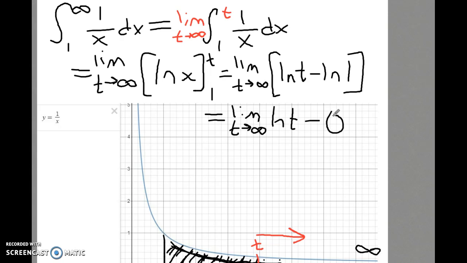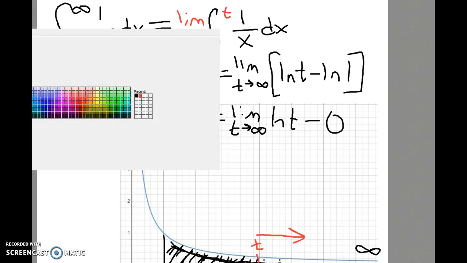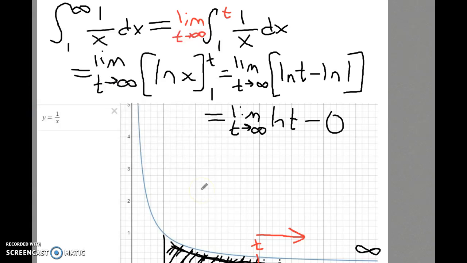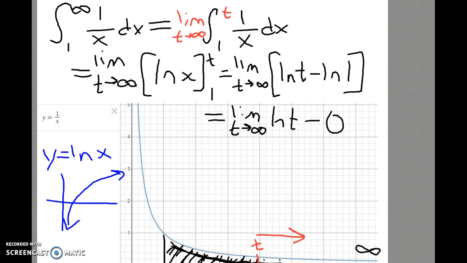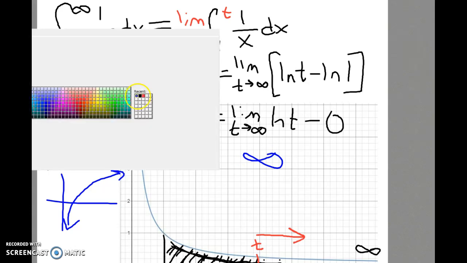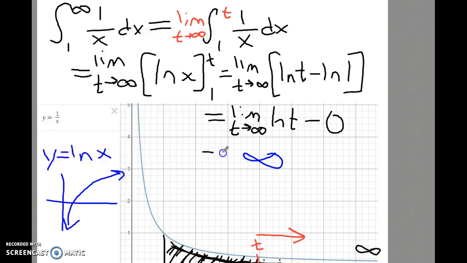Okay, so now in evaluating that limit for natural log of t, if you can picture the graph of ln of x, it looks like this. So as t approaches infinity, the value of natural log of x approaches infinity. It's an increasing function. So this limit right here is infinity, minus 0, so it's equal to infinity.